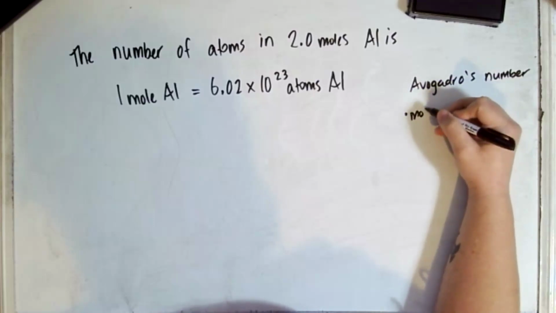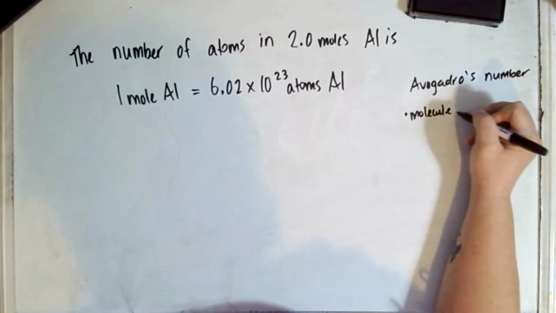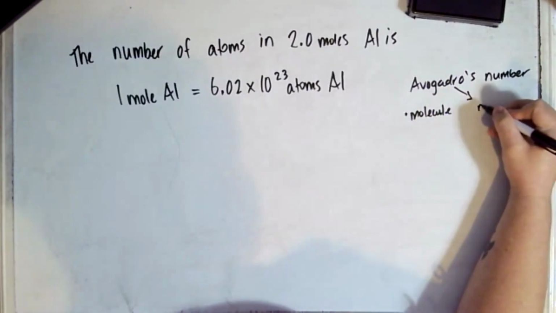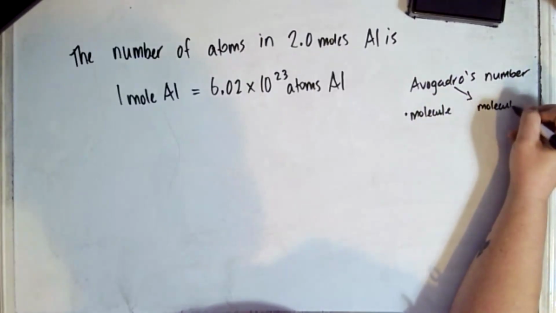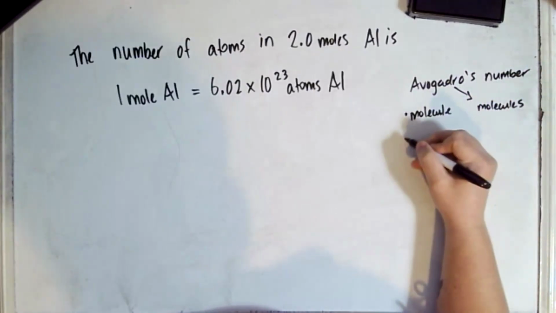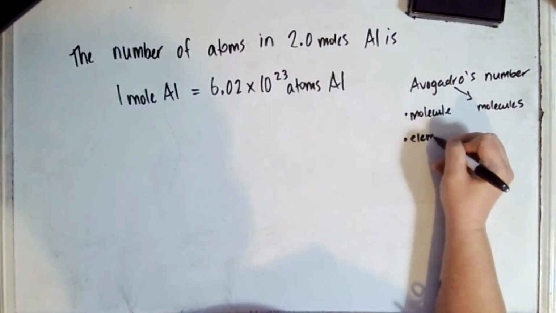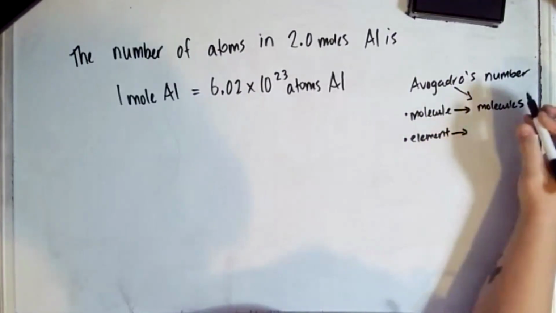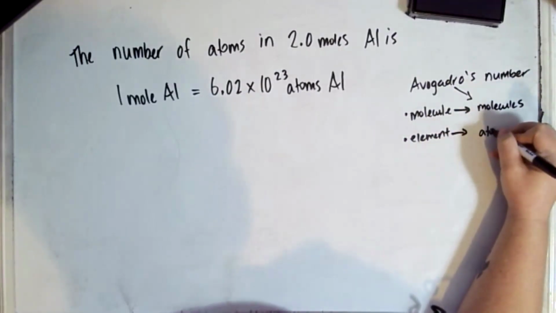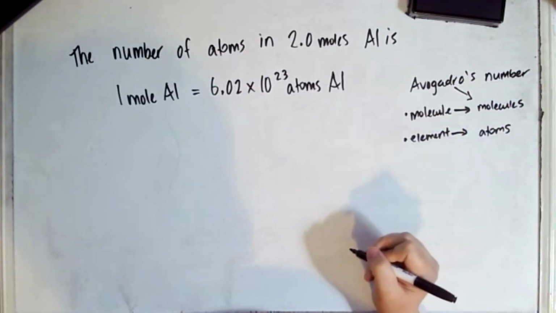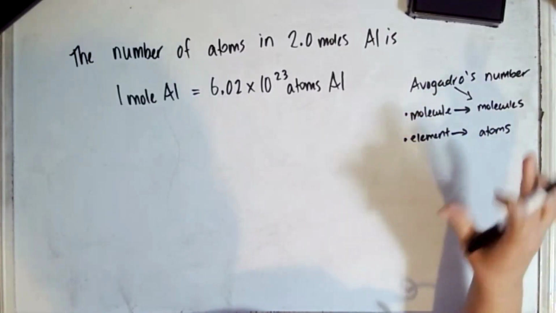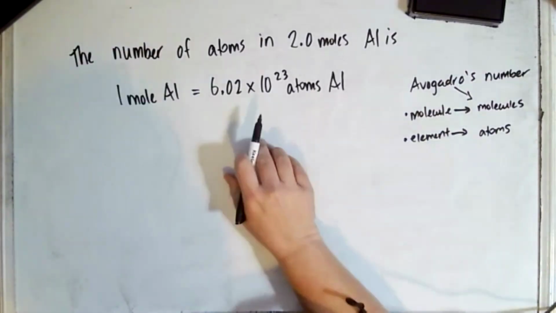If we have a molecule, then Avogadro's number is going to tell us the number of molecules that are present. If we have an element, then Avogadro's number is going to tell us how many atoms are present. But keep that in mind when you're making your equality.